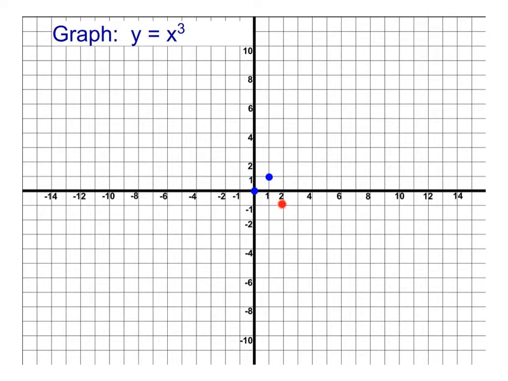Let's plug in 2. What is 2 cubed? Sometimes our natural inclination is to think 2 cubed, I see a 2 and a 3 next to each other, and you start thinking 6, but of course it's not, right? Because 2 cubed is 2 times 2, which is 4, times 2 again is 8. So that means we go over 2, and we're going to go up to 8. Now, go ahead and plot that.